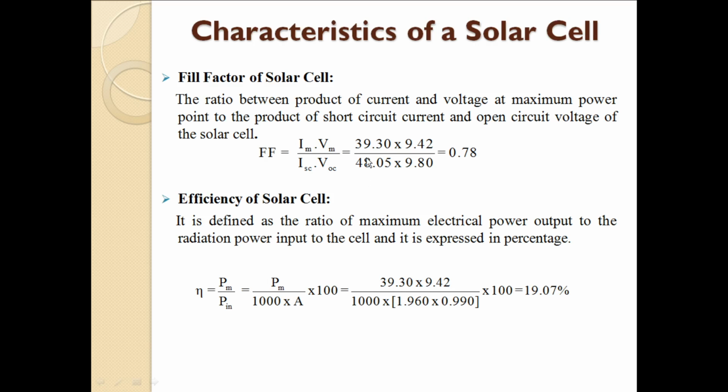So we take PM equals 39.30 multiplied by 9.42, divided by 1000 multiplied by the area of the solar panel, where the length is 1.96 and the width is 0.99 in meters. Just by doing this calculation, we can easily get the efficiency parameter as 19.07 percent.